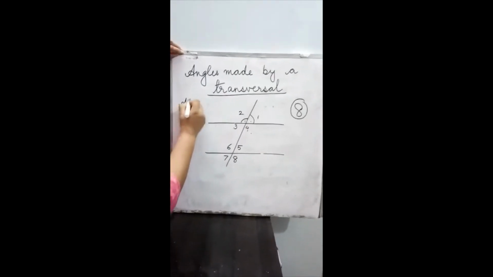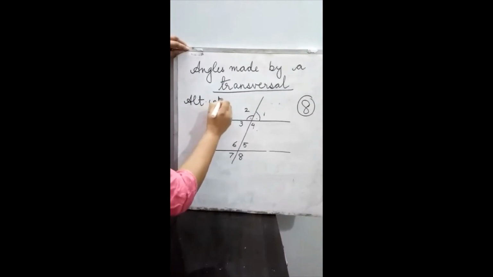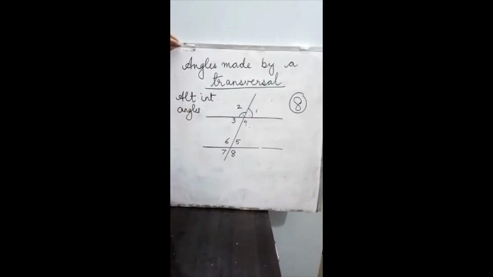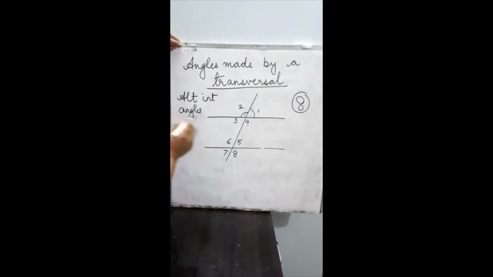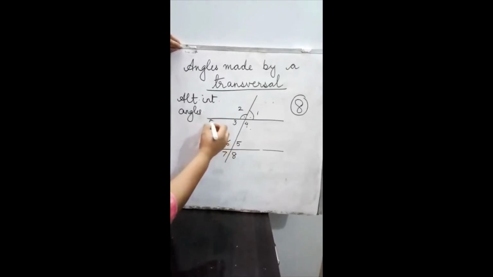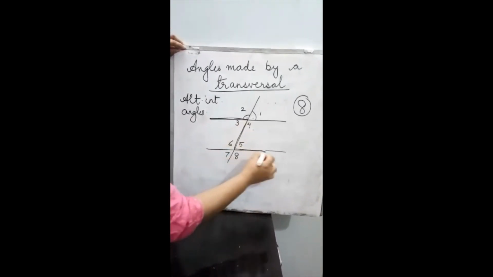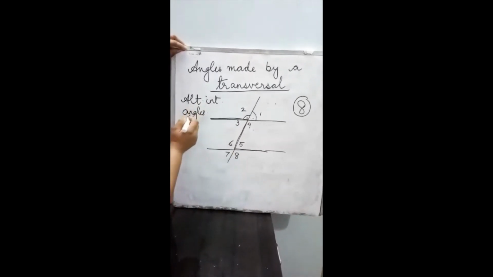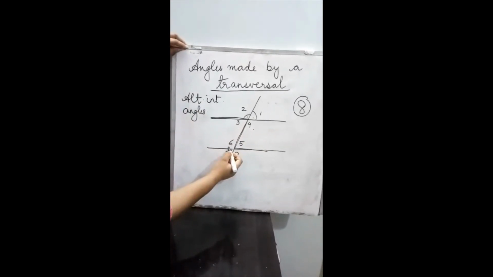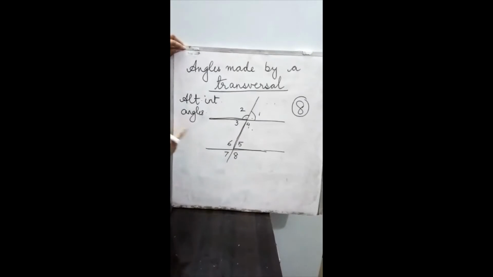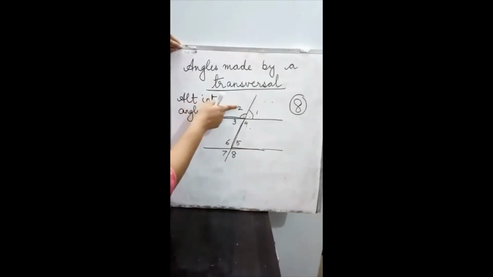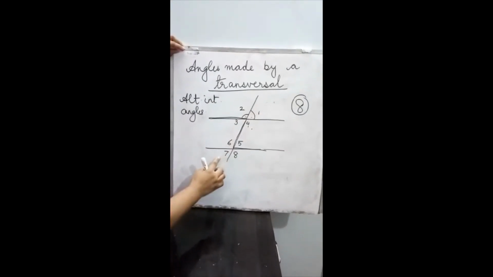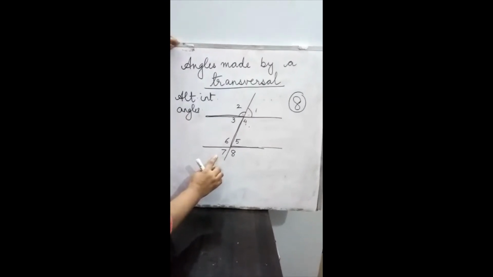Now let's talk about alternate interior angles. This is a very important angle. Alternate interior angles, I told you yesterday, it's about a Z shape. Angle 3 and angle 5 are forming a Z shape. So which is coming inside? Angle 3 and angle 5 are alternate interior angles. Angle 4 and angle 6 are alternate interior angles, and alternate exterior will be those which are outside. So angle 2 and angle 8 are alternate exterior angles. Angle 1 and angle 7 are alternate exterior angles.